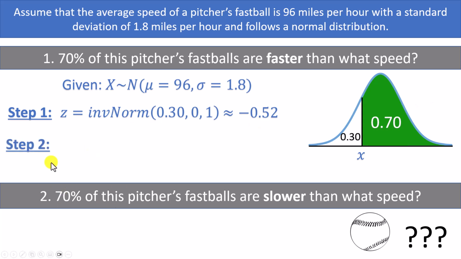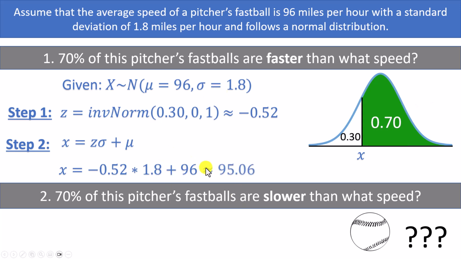Okay, then we can go ahead and do our step number 2, which is finding the x value using the raw score formula. So we can just plug into that. We have negative 0.52 times 1.8, which is our standard deviation, and then plus 96. And if you do that, you get approximately 95.06. So 70% of the pitcher's fastballs are faster than about 95.06 miles per hour.